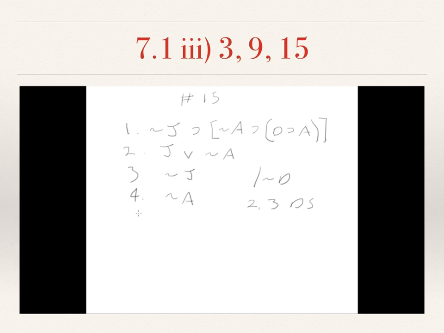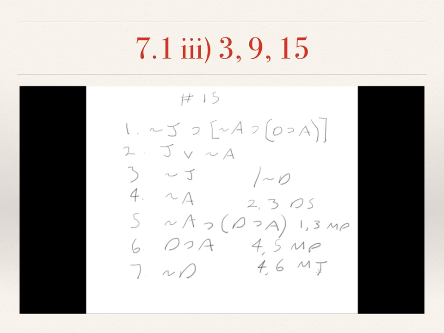We already have the not J, so we can get this by itself through modus ponens because we have the not J. We can therefore conclude the right side or the consequent of the modus ponens. And that gives us not A implies D implies A. And this is 1 and 3 modus ponens. And we can use modus ponens again because we have not A and we have not A to get D implies A by itself by 4 and 5 modus ponens. And modus tollens again will get us the not D by 4 and 6. And there we go. That's proof for number 15.